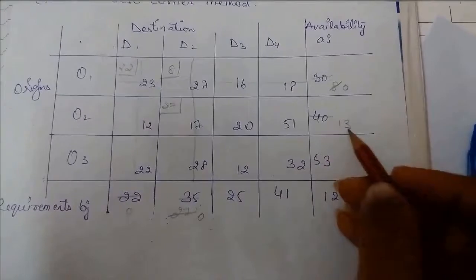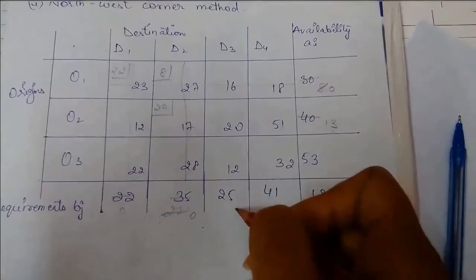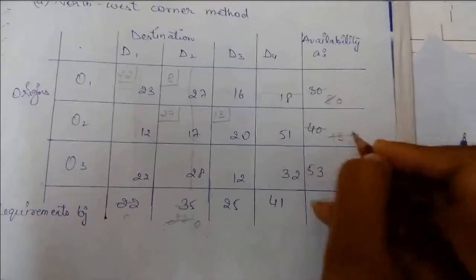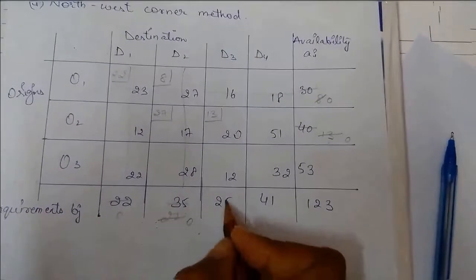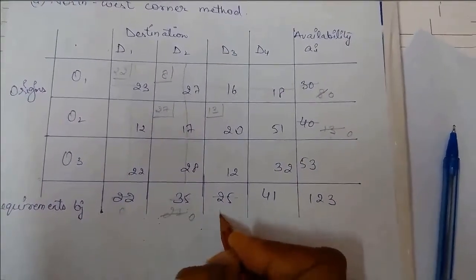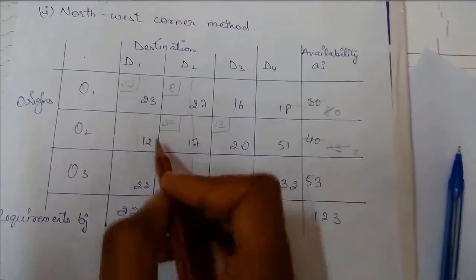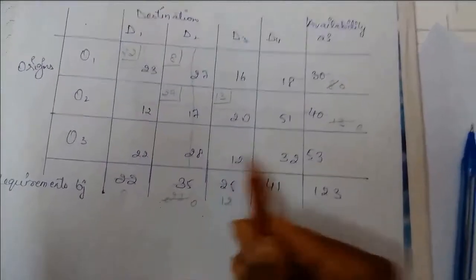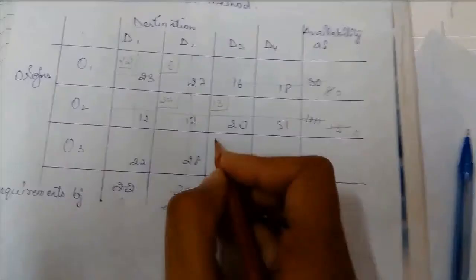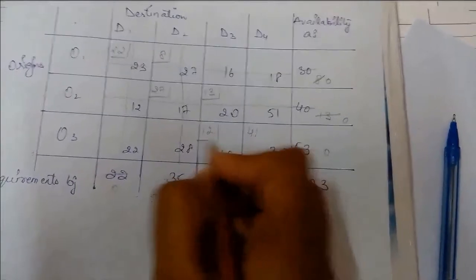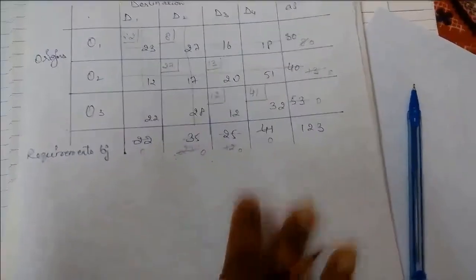So we have to allocate this 13, as it is less than 25 here in the northwest corner. It will be 0 now, and we have to subtract this 13 from this 25. 12. Now this is 0, so we have to cut off this row. Now only 2 cells left, so we will allocate this 12 here and this 41 here. This will become 0, this will also become 0, and this will also become 0. Now we have to solve this.